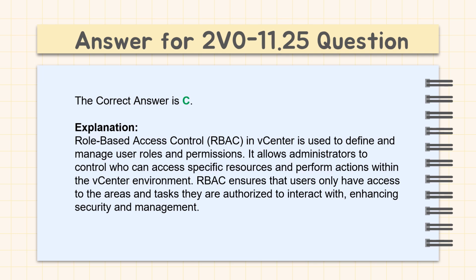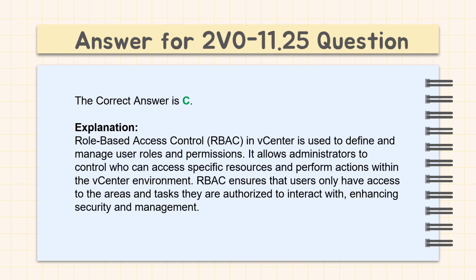Role-based access control, RBAC, in vCenter is used to define and manage user roles and permissions. It allows administrators to control who can access specific resources and perform actions within the vCenter environment. RBAC ensures that users only have access to the areas and tasks they are authorized to interact with, enhancing security and management.